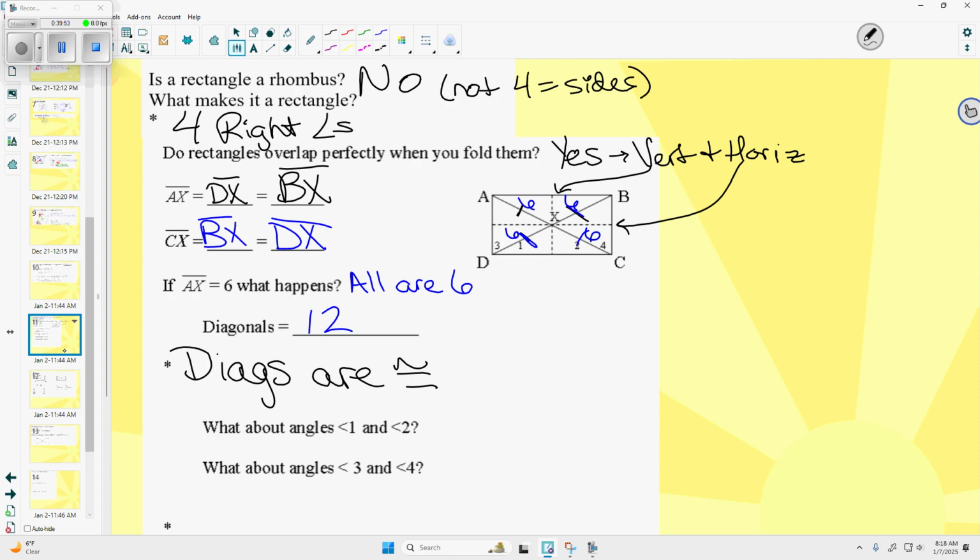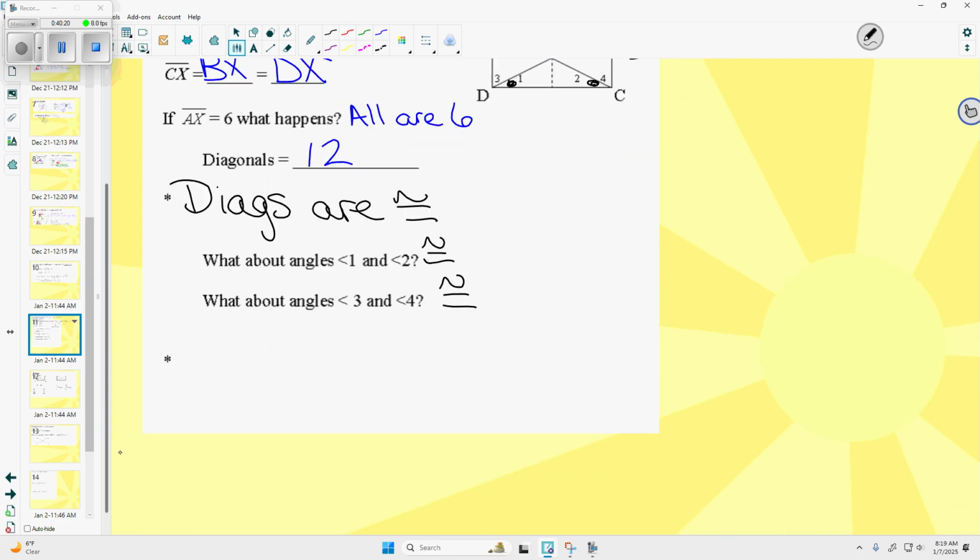All right, what do we know about angles 1 and 2? Where are 1 and 2? They're congruent, absolutely, because if you fold on that line of symmetry, 1 and 2 end up on top of each other. What about 3 and 4? Also congruent, that same line of symmetry. So the line of symmetry is super important because anything because of the line of symmetry is congruent.